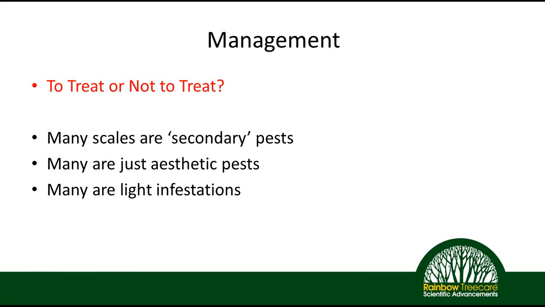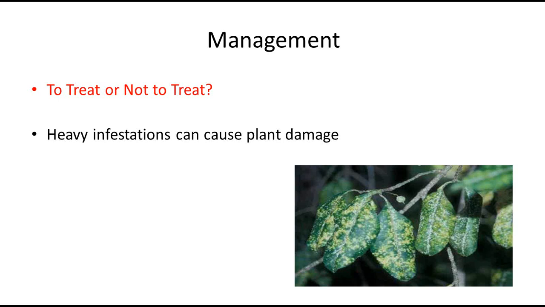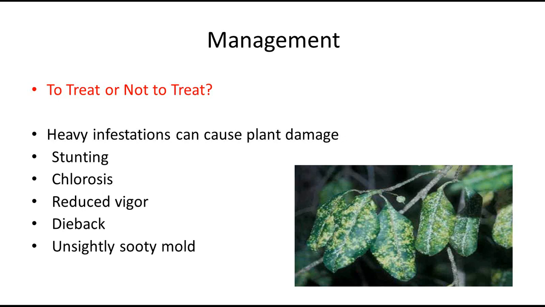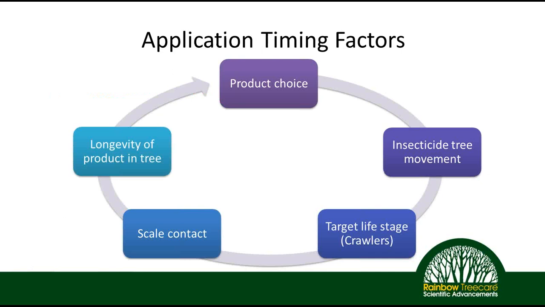On the flip side, heavy infestations can cause major plant damage. You can see wilting, you can see dieback potentially, sometimes even tree death if it's left untreated, or if the scale infestation lasts multiple years. You may even see stunting and chlorosis, and definitely you'll see reduced vigor in those heavy infestations. Also, sooty mold is not just unsightly, but can be a major challenge to get off of patio furniture and cars, all that. And then there's pathogen susceptibility, where if you have a major scale infestation, that tree is now much more susceptible to pathogens that it wouldn't necessarily be susceptible to before.